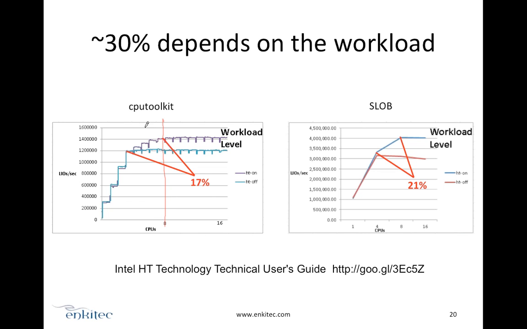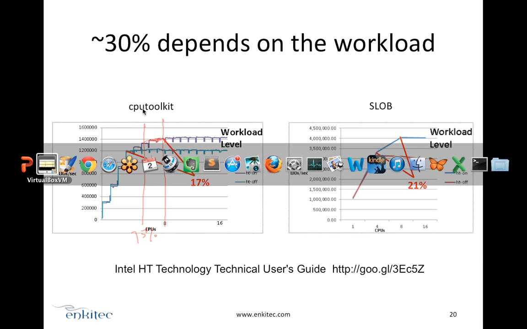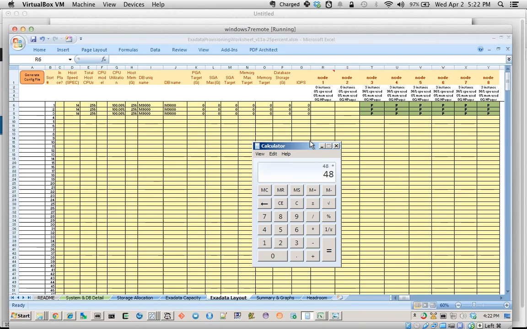So that 30% really depends on the workload, right? We got the CPU toolkit and the SLOB, and it shows you the difference in behavior of these two. Here it's pretty conservative, I've only got 17% performance out of this workload, and here it's 21%. There's an Intel white paper that specifically tells you that you're only getting 30%, but it's variable depending on, well, it shows you on my test case. So read on this, it's pretty good stuff.